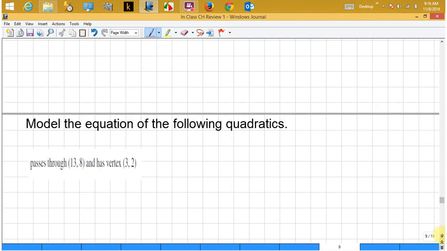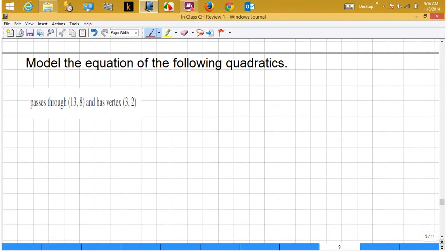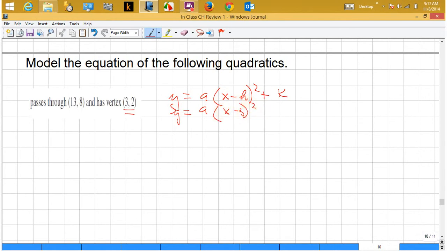Okay, now we're moving on to the last section, and it's modeling. And what we have to do is find the equation of a parabola that passes through (13, 8) and has a vertex of (3, 2). So let's set up the general equation in vertex form. y is equal to a times (x minus h) squared plus k. And we know the vertex, so let's plug that in. That gives me y is equal to a times (x minus 3) squared plus 2.